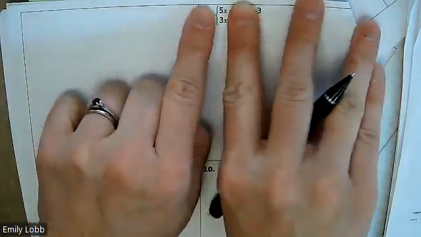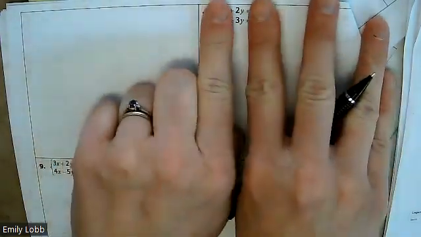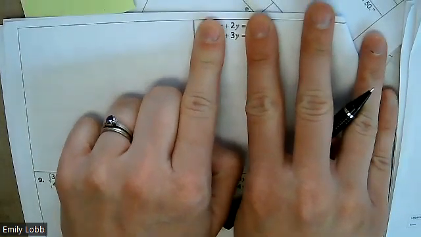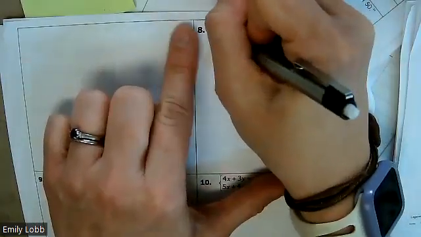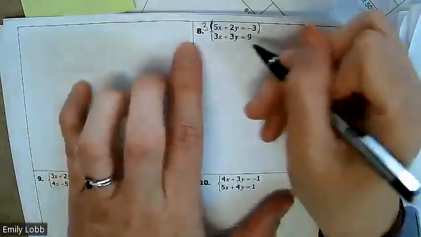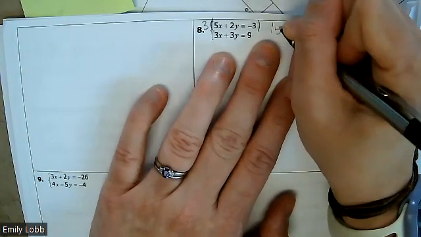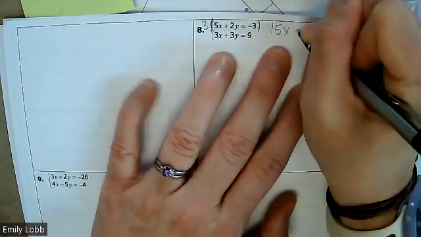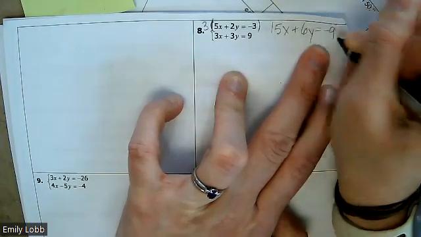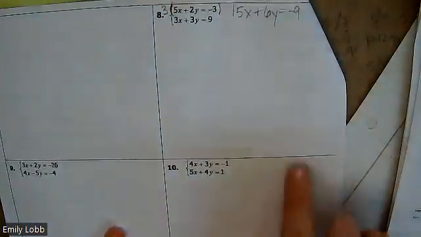So do we want to get our x's to match or our y's to match? Y's. So what is the least common multiple of 2 and 3? 6. So to change the 2 into a 6, I have to multiply by 3. So I think it's important to just do one at a time. That way we can think about what we want the next one to be. So I've got 15x plus 6y is equal to negative 9. I don't want that clutter to distract you.